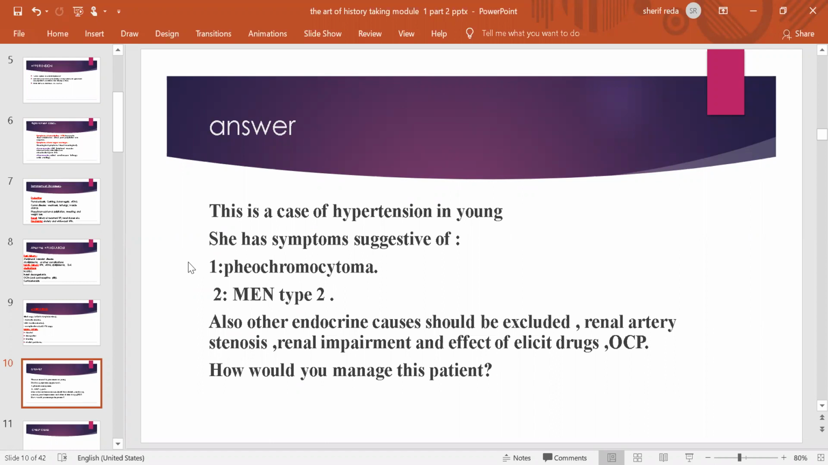She was addicted to cocaine and at the same time she was taking oral contraceptive pills.